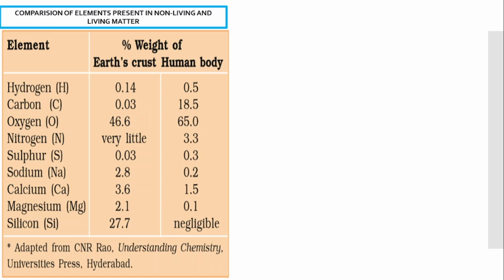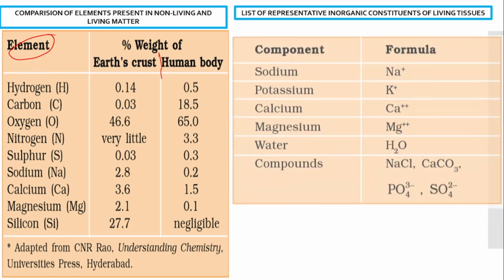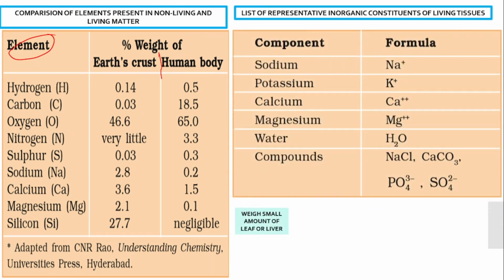For example, here we have an image comparing elements present in non-living and living matter. We have the elements on this side, and the percentage weight in the earth's crust and in the human body. Hydrogen is around 0.14% in the earth's crust, whereas in the human body it is higher in percentage.